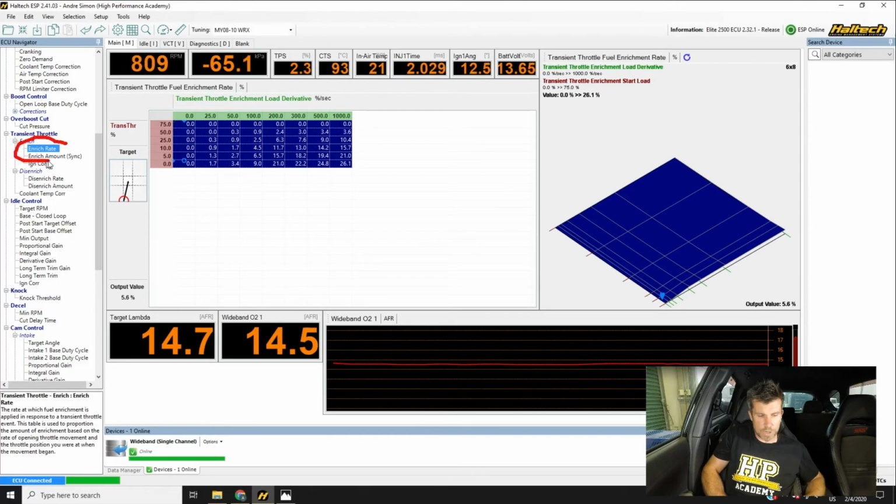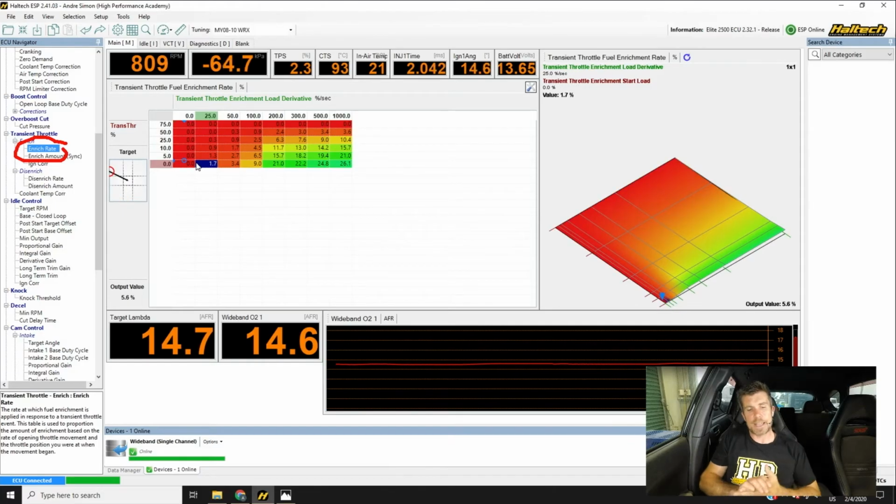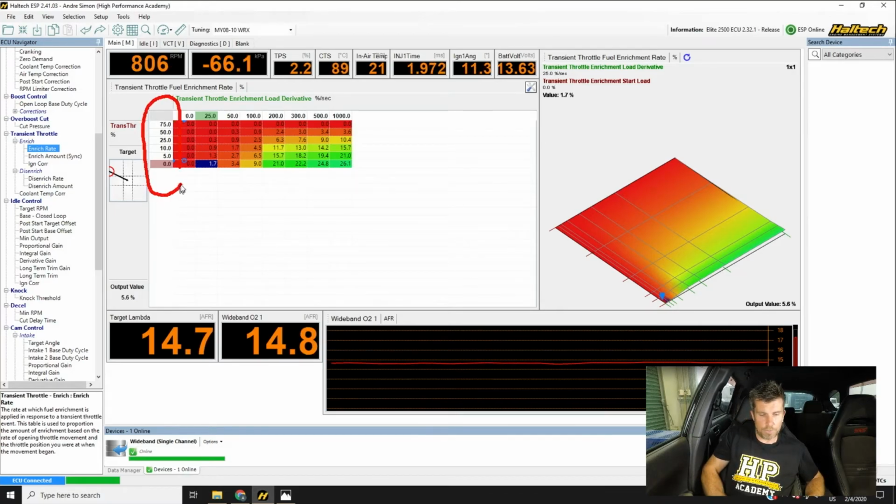So we've got our enrichment rate. It's really important just to understand what these tables mean and the interaction between these tables. So starting with our enrichment rate here. This is how quickly the fueling is going to be delivered. So actually it works in conjunction with our enrichment amount. The two tables, the two parameters are multiplied together to give us the final amount of additional fuel. And what we need to understand here is that this table, we've got our current throttle position on the vertical axis, and we've got our rate of change of throttle position on the horizontal axis.